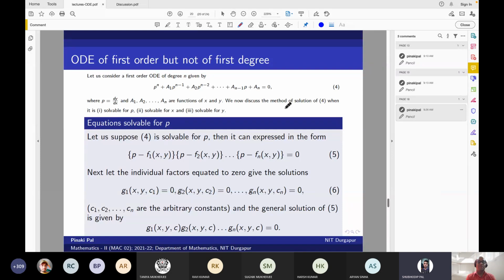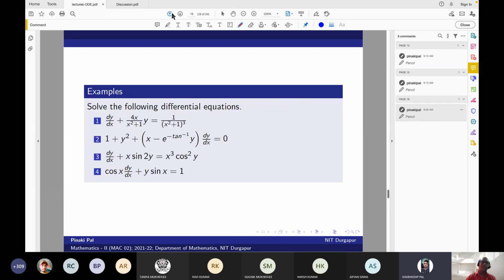Sir, I have one question. How to find the function that will become the exact differential of a given differential equation?